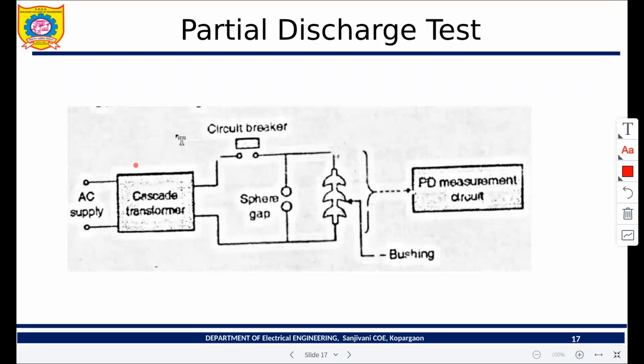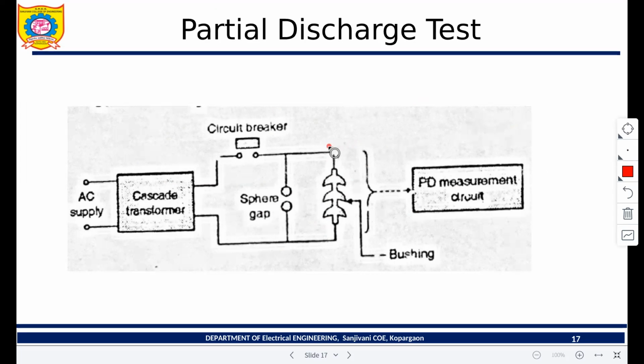As we are told, this is the construction diagram. This is the testing bushing over here. This is spark gap 1, spark gap 2. In between them, I'm writing here, there is a quite a gap. This is the first spark gap. This is the second spark gap. In between them, we are placing the testing bushing.